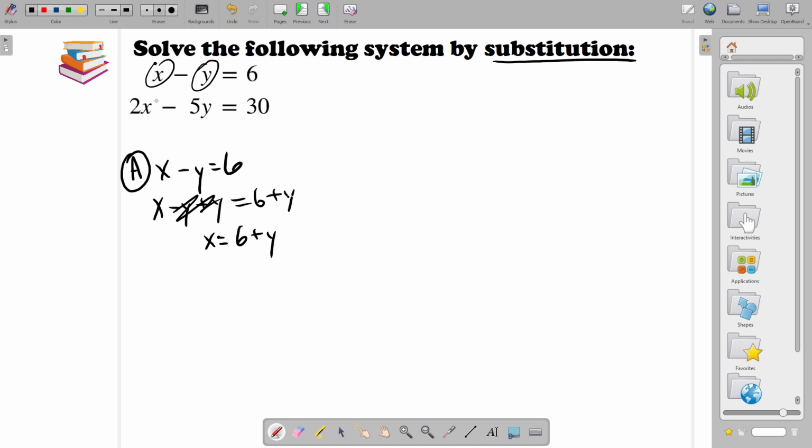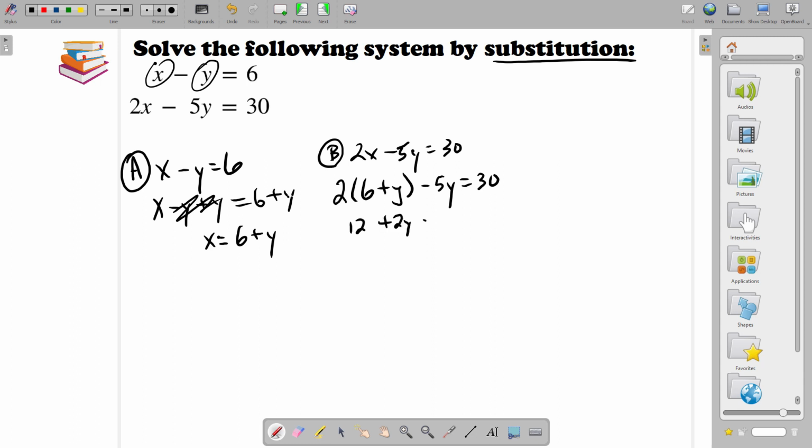Now take this and put it in for x in the second equation. I have to go to the second equation. Put 6 plus y in for x. I get 2 times 6 plus y minus 5y equals 30. Distributive property, 2 times 6 is 12. 2 times y is 2y minus 5y equals 30. Then combine like terms, 12 minus 3y, positive 2 and negative 5 is negative 3, equals 30.